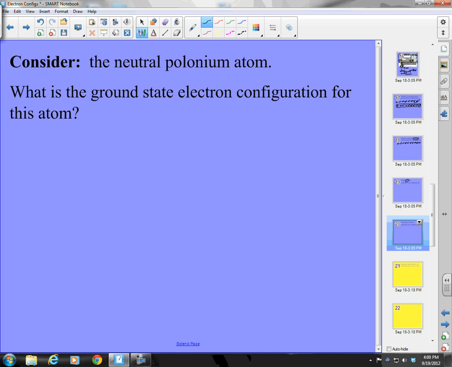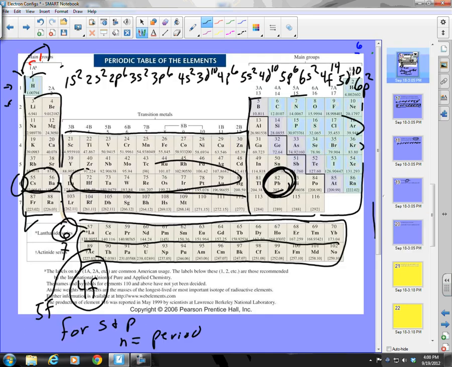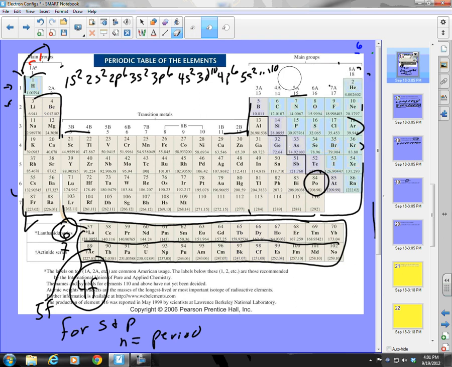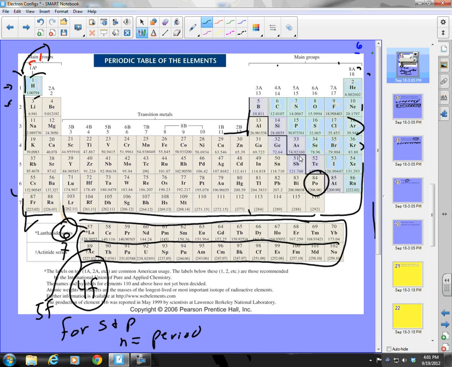Okay, here we go. Polonium. Polonium, are you ready? Where's polonium? Polonium's right here. Good. So let's clean all this up. And polonium is in my P block. Where in the P? 1, 2, 3, 4. It's 4P. And what period is it? It's a 6. So this is going to end up as a 6P4.